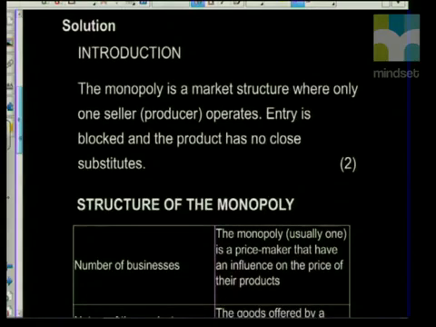Back to our specific essay that we have to discuss, I would suggest that you start with something like a definition of the monopoly. The monopoly is a market structure where only one seller, so the keyword one seller would definitely have to be present in your discussion. Only one seller or producer operates. Entry is blocked and the product has no close substitute. You don't have to write all the detail about the monopoly in the introduction or in the definition, because you will elaborate on the topic a little later.